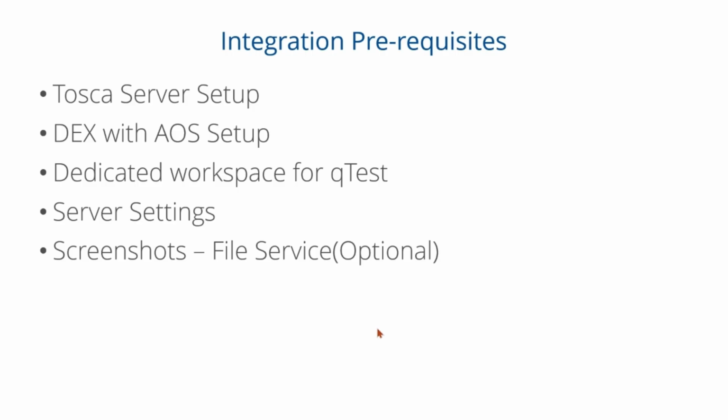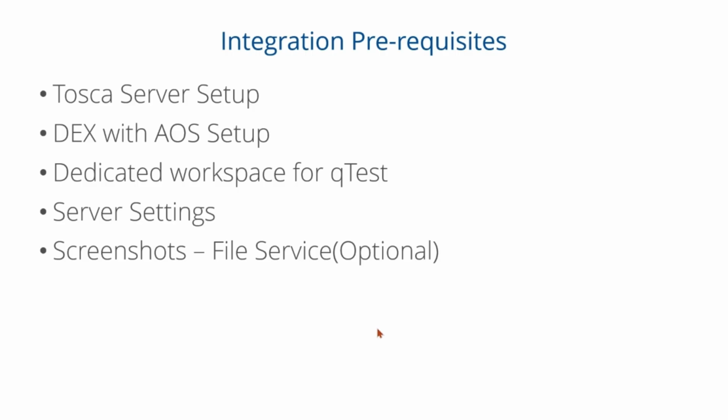Right. Once you completed these two prerequisites, then you need to have a dedicated workspace created in your Tosca server machine to qTest to access all of these integration capabilities. Right. Once you have this, you need to have certain server settings configured to make the integration successful. We'll see all of those.